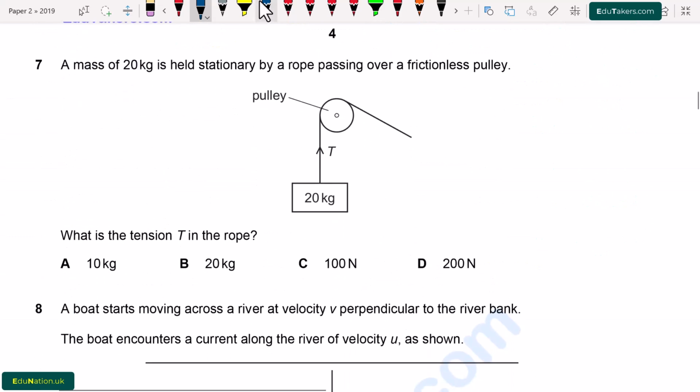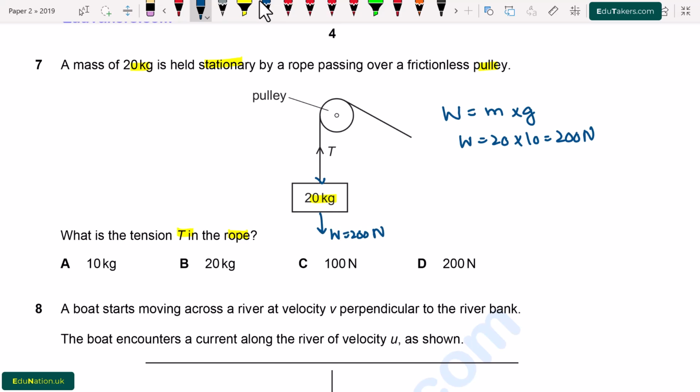Question number 7. A mass of 20 kg is held stationary by a rope passing over a frictionless pulley. There is a mass 20 kg and it is attached with the rope which is passed over the frictionless pulley. What is the tension in the rope? So here tension is in upward direction while the mass is attached in downward direction. First of all, I find out the weight, which is the product of mass and value of g. Mass is 20 multiplied by 10, so it is equal to 200 Newton. The weight is equal to 200 Newton.